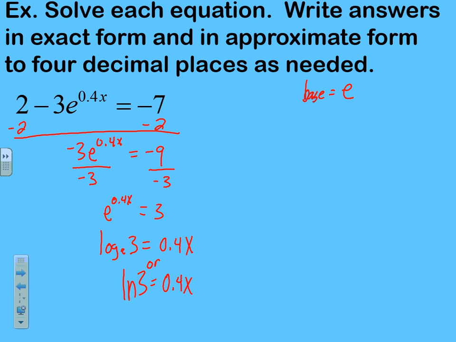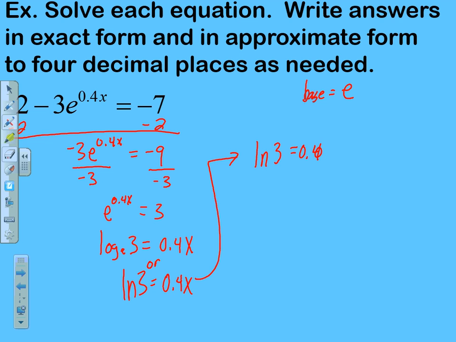And the whole reason why e has its own button on the calculator as far as the log is concerned is because it gets used so much. So at this point, we have the natural log of 3, which we can type into the calculator, is equal to 0.4x.